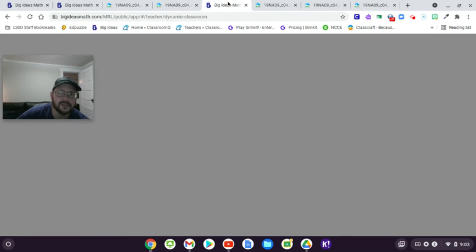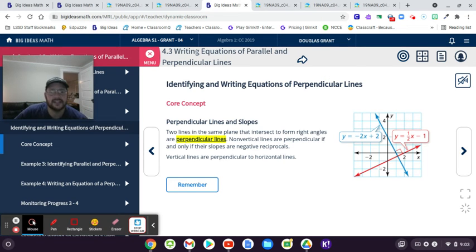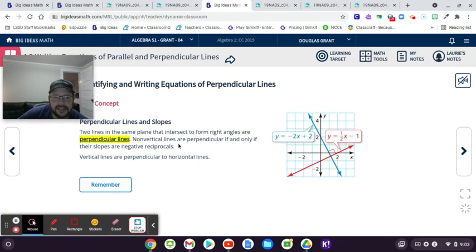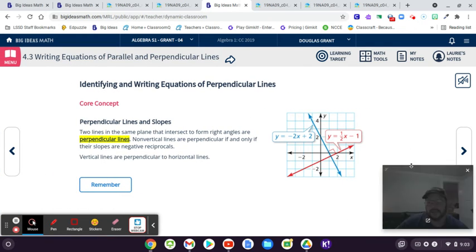Okay, so now let's move on to perpendicular lines. So perpendicular lines are a little trickier. So parallel lines are easy. Slopes are exactly the same. Perpendicular lines, you got one line going up with a positive slope, which means the other line has to be going down and having a negative slope in order for them to be perpendicular.